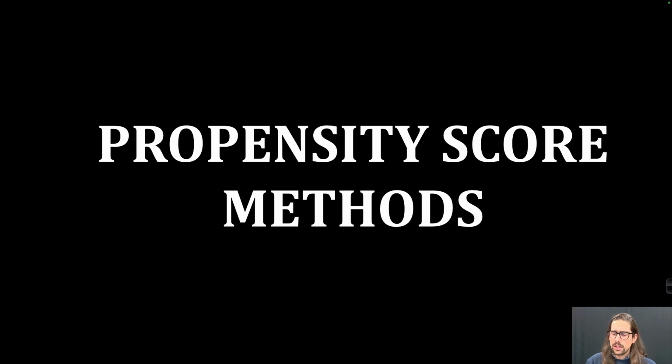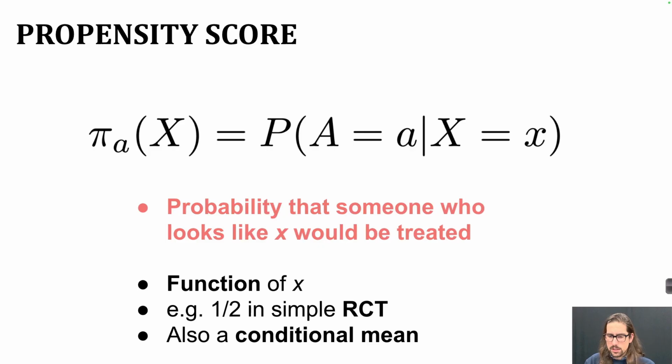So that motivates, in part, these propensity score methods. And when I say propensity score, what I mean is just the probability that somebody who looks like X would have been treated. So it's the probability that A equals a given that X equals little x. And I'll use this notation pi of little a of X to notate that. And this is a function of X.